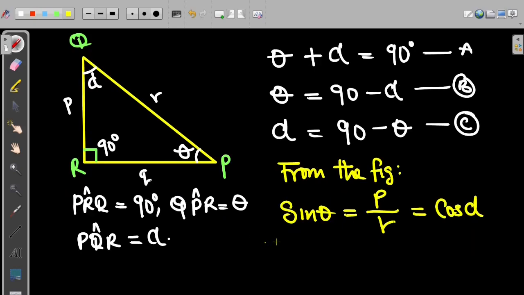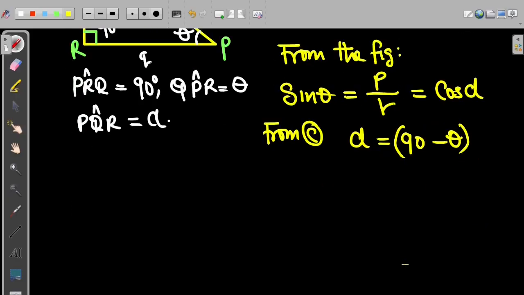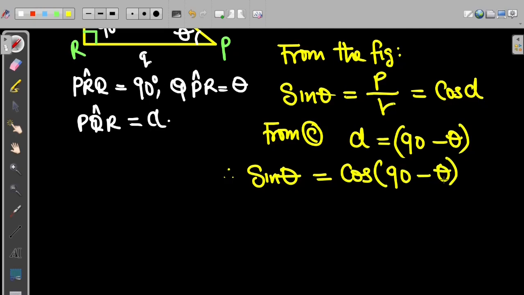But from equation C, we have already established that alpha is equal to 90 minus theta. So therefore, at this point where we have alpha, we will replace it with 90 minus theta. So therefore, we have that sine theta is equal to cos of 90 minus theta. Let's call this equation 1.